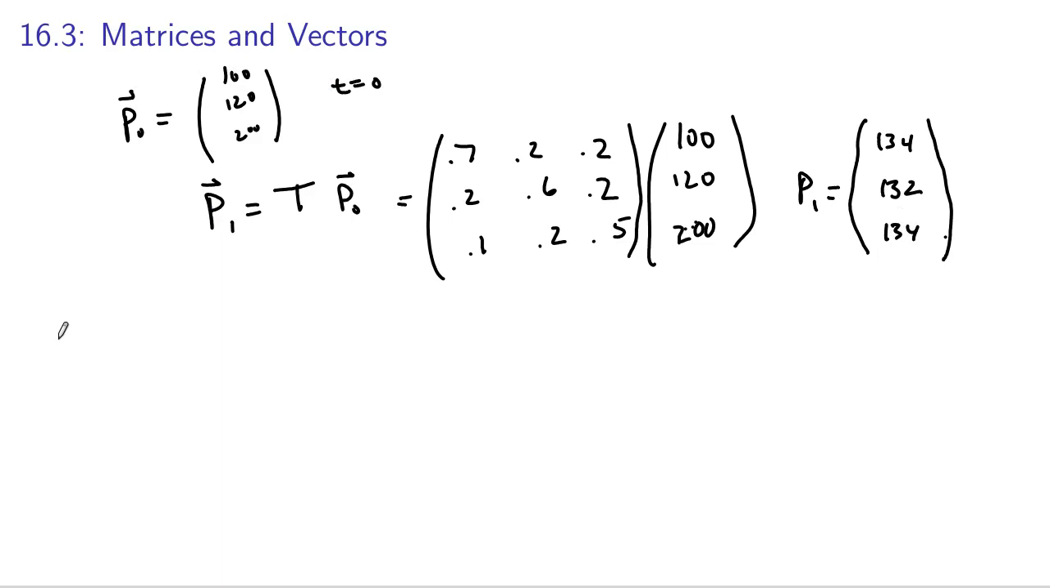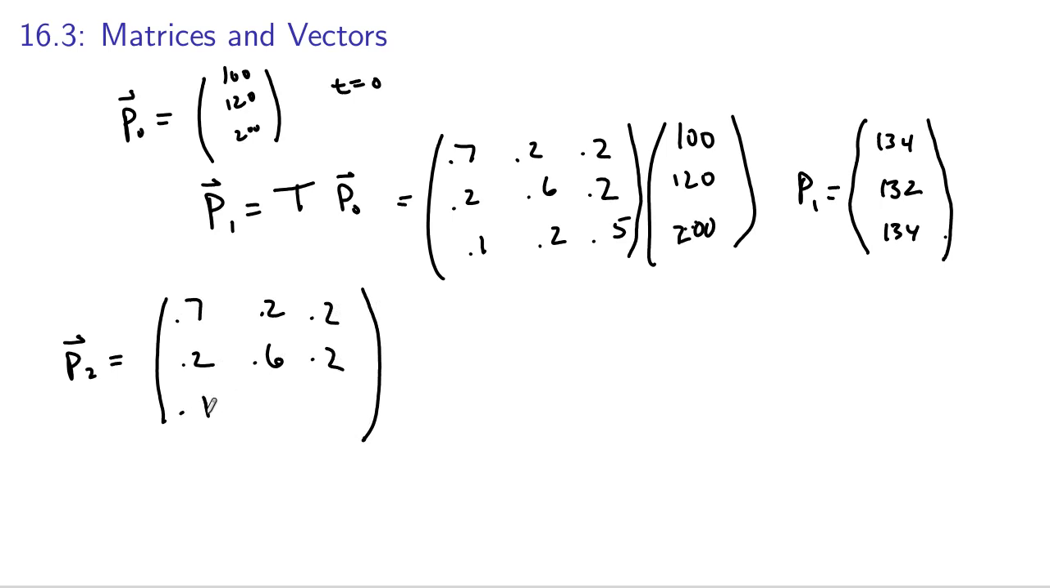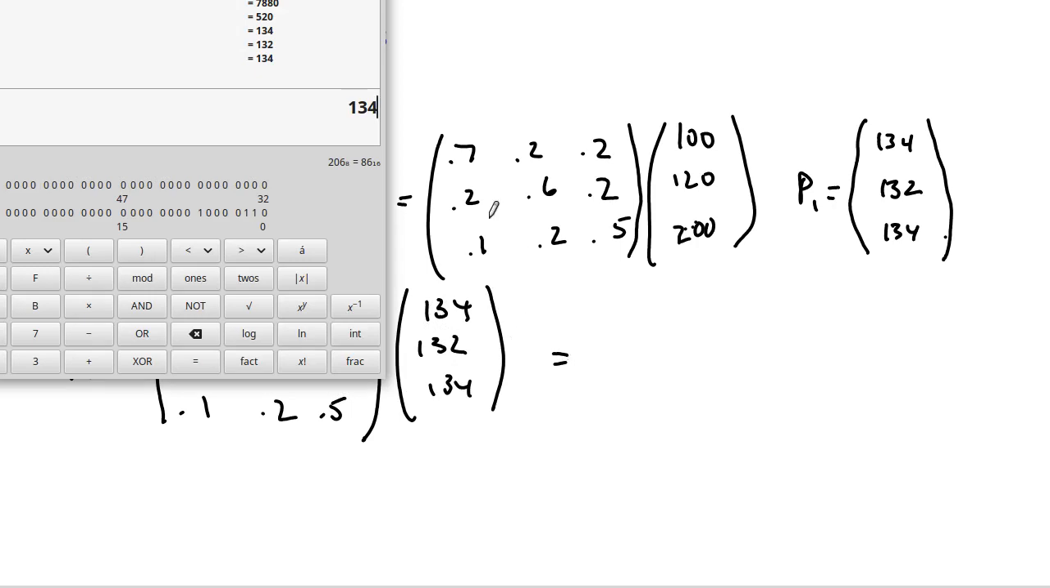Now let's find P2. So P2 will be this matrix again: 0.7, 0.2, 0.2, 0.2, 0.6, 0.2, 0.1, 0.2, 0.5 times P1, 134, 132, 134. And then using the calculator, we could find this fairly quickly.